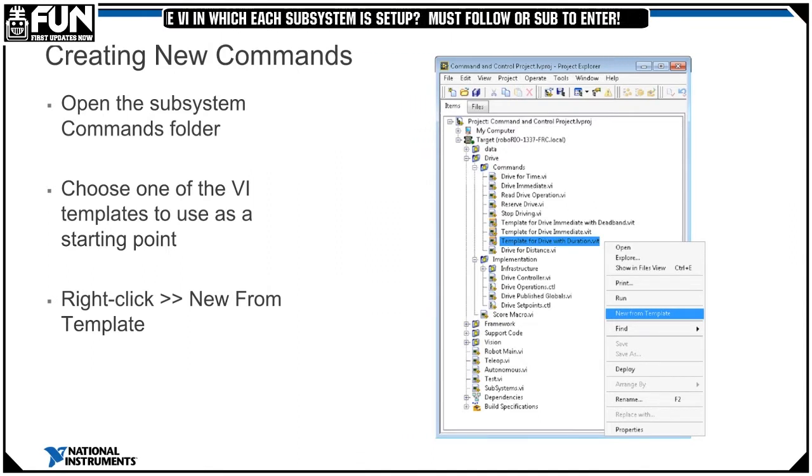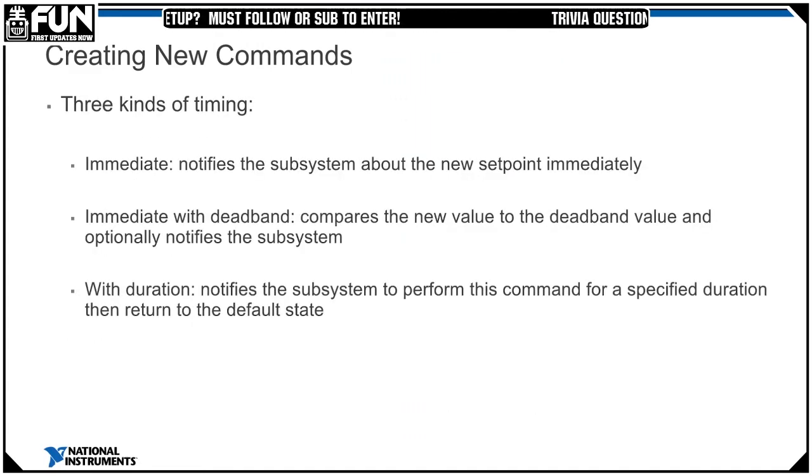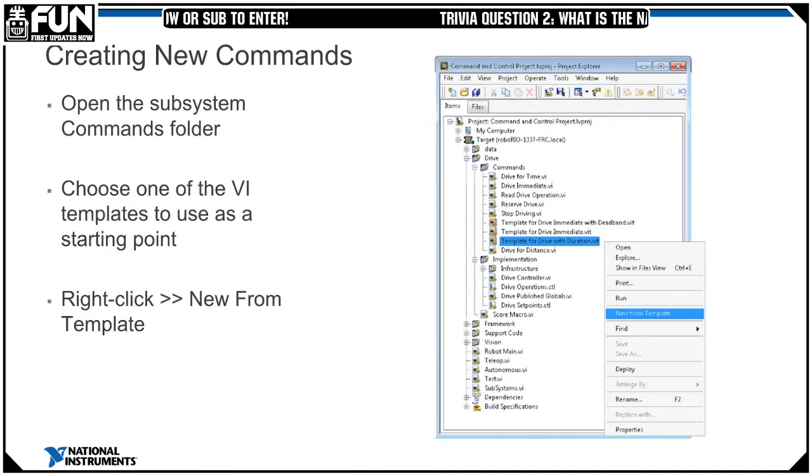So building a command off of immediate with deadband can help cut that out and actually send a true 0 or a true value to your motors and not wear them out as quickly. The third kind of timing is with duration. This notifies the subsystem to perform this command for a given duration and then return to the default state to await the next command you send it.